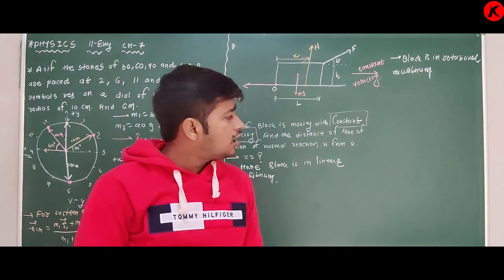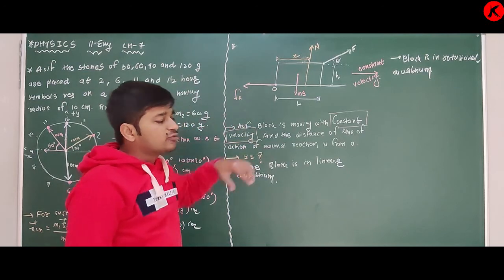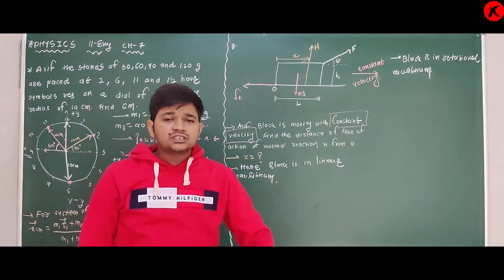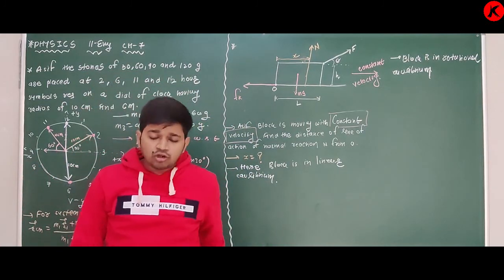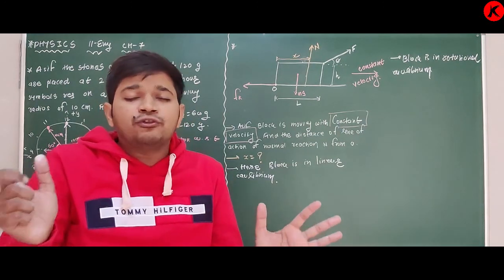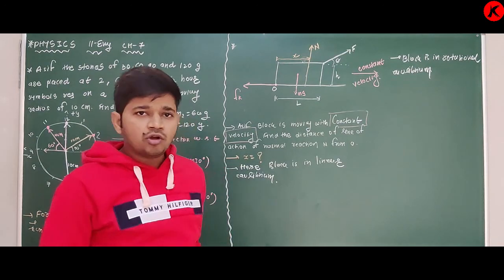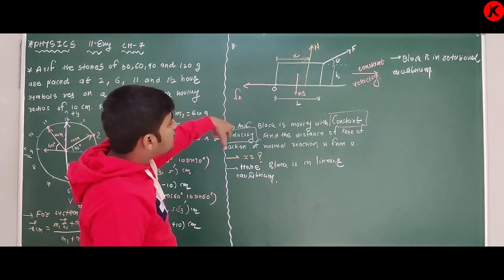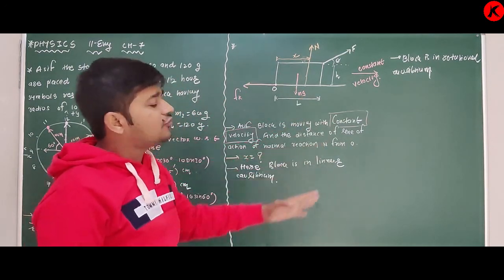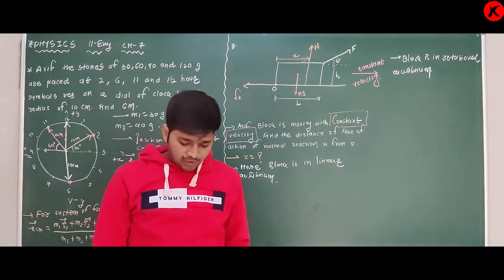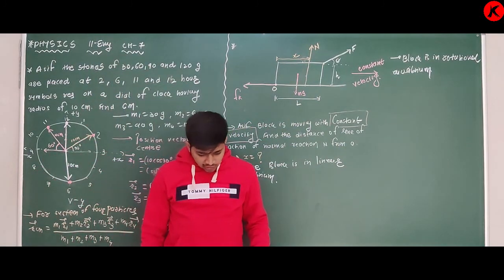Again, why in linear equilibrium? Because it is moving with constant velocity. Constant velocity means acceleration 0, means the resultant force acting on the block is 0. Clear about this? As it is performing only linear motion, it is in rotational equilibrium.